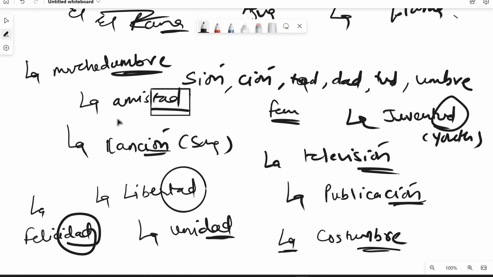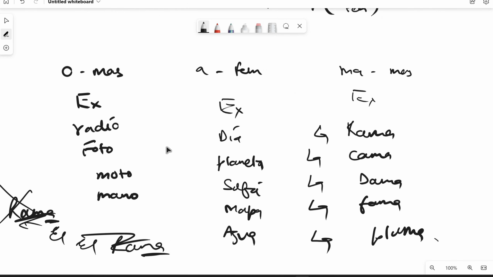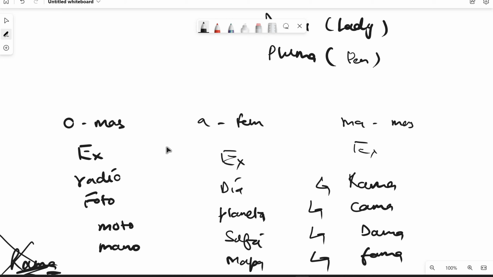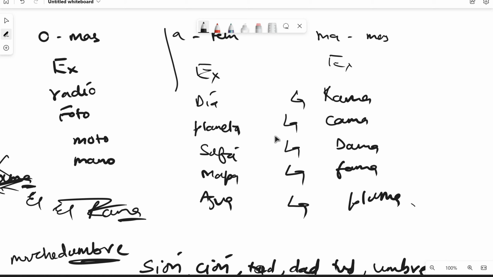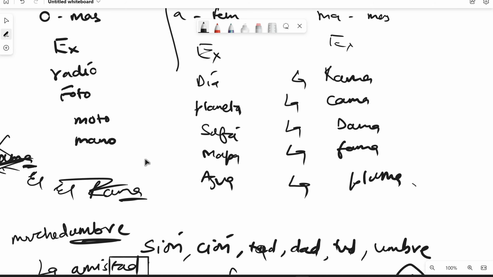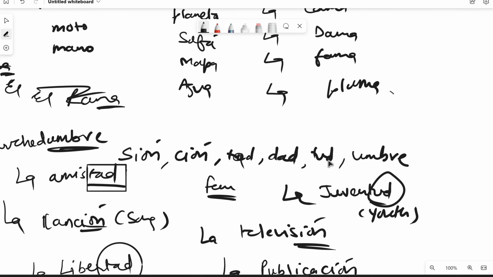The things that you need to remember while dealing with Spanish nouns are that first of all the nouns have a gender. So every noun is either masculine or feminine. The nouns that end in O are masculine. The only exceptions are radio, foto, moto, mano. The nouns that end in A are feminine. The only exceptions are día, planeta, sofá, mapa, agua. Nouns that end in ma are masculine. Exceptions are rama, cama, dama, fama, pluma. Nouns that end in sión, tad, dad, tud, umbre are always feminine.